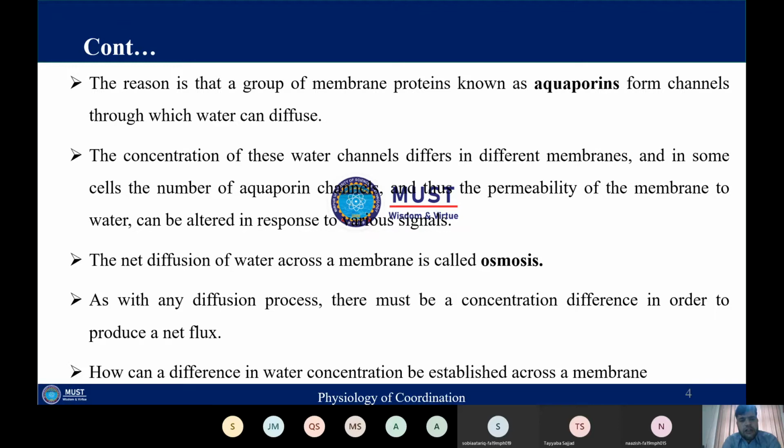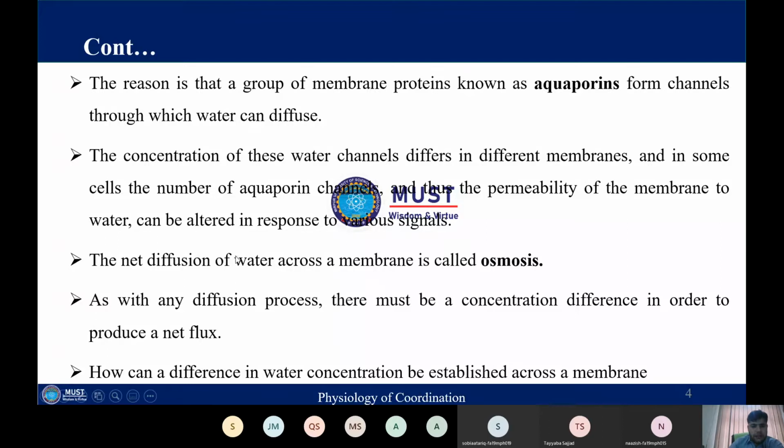The concentration of the water channels, the aquaporins, is different in different membranes. The number of aquaporin channels actually determines the permeability of the membrane to the water molecule. If the membrane has a large number of these aquaporin channels, then that membrane will show large permeability to water movement as well. Similarly, the permeability can also be altered with the help of certain signals, certain stimulants or inhibitors. They can alter the permeability of the membrane to the water molecule.